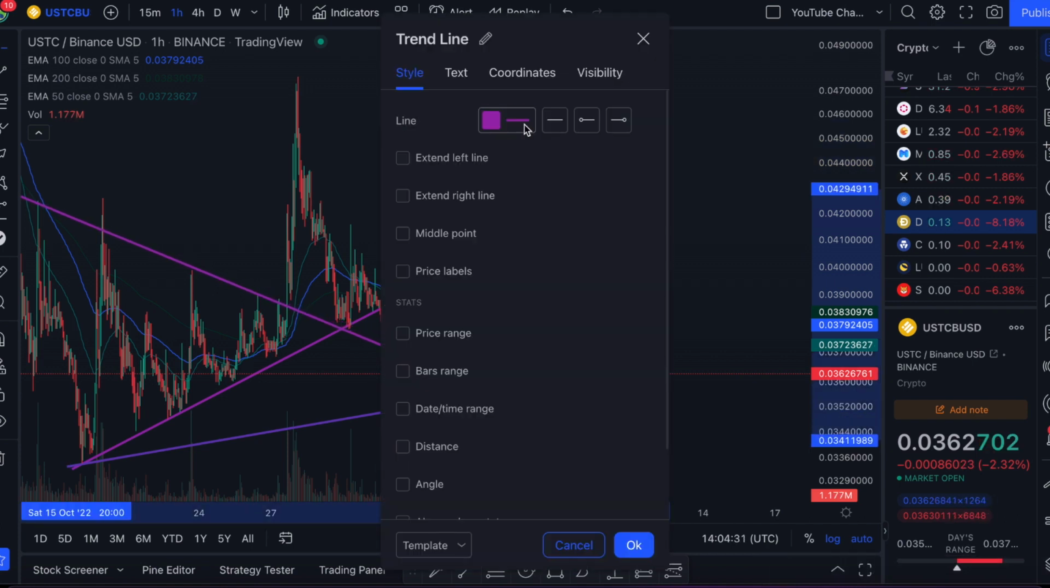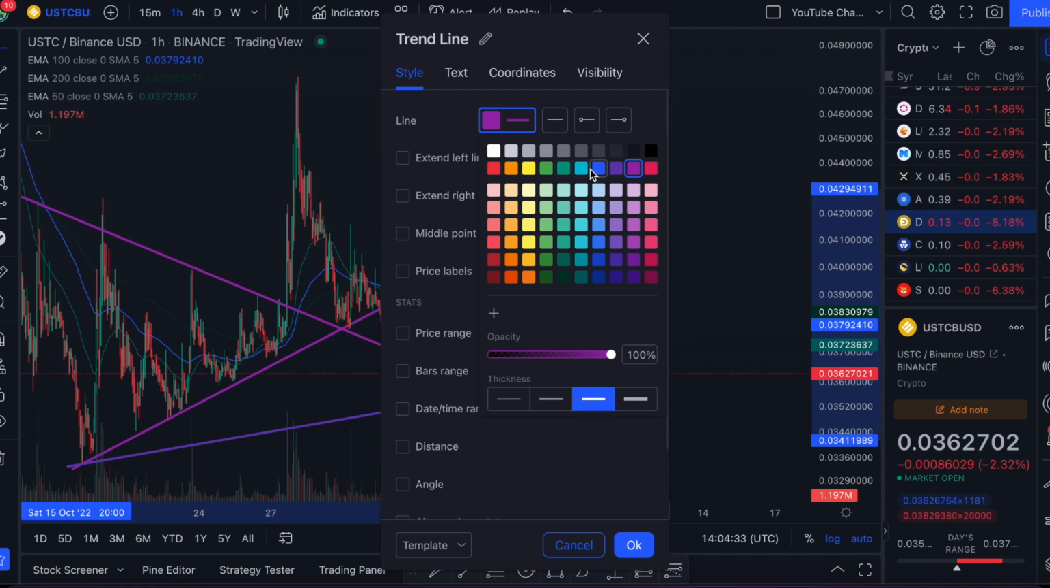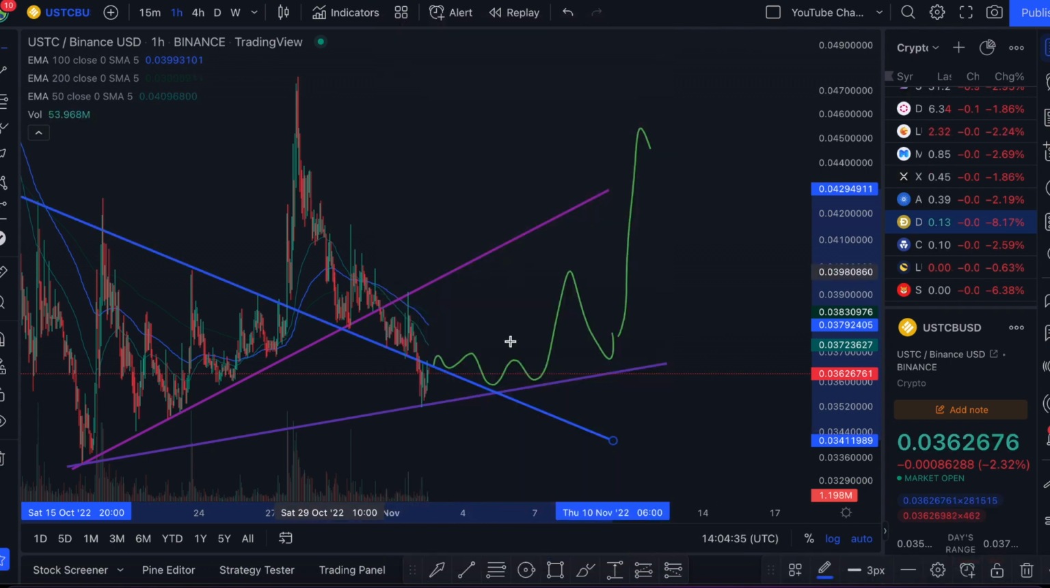So I'm going to change that color to, let's give it a dark blue color. So if we're following this purple trend in the bullish direction instead of this blue trend in the bearish direction, then that's when I would put a position in USTC. And of course, I'll be looking for other bullish signs in order to confirm that.